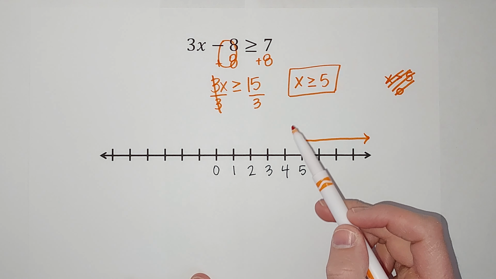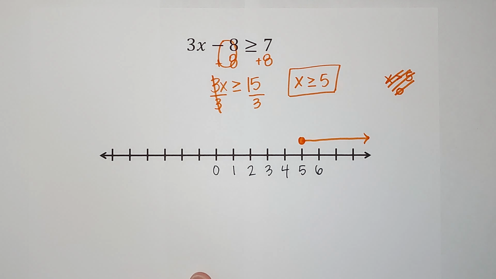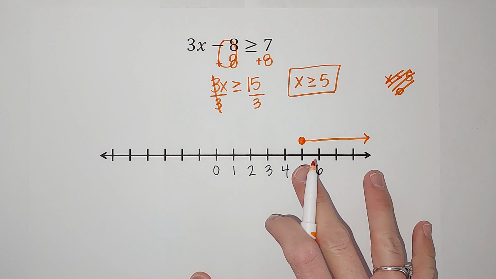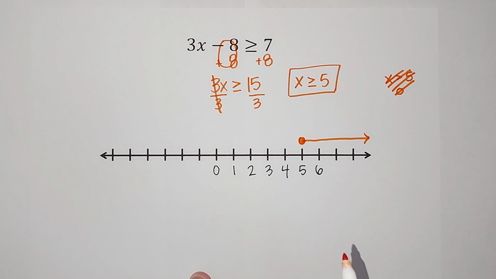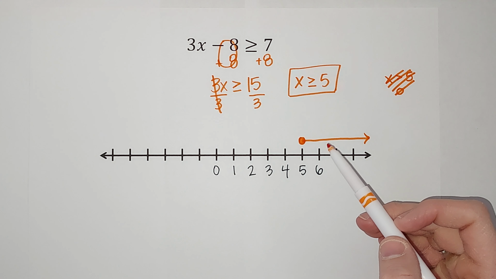If you're like, why is she doing it above the number line and not on the number line? You can do it right on the number line. I just think it's easier to see if you write it above, but that's just personal preference, okay? So, there's your answer.